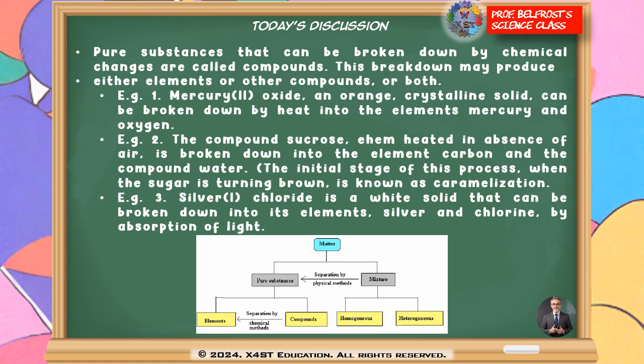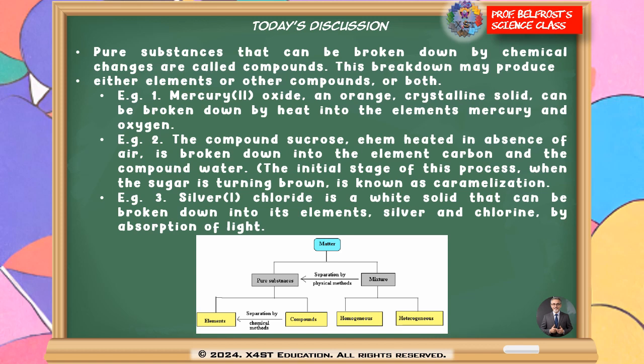And there is the second category of pure substance. Pure substances that can be broken down by chemical changes are called compounds. This breakdown may produce either elements or other compounds, or maybe both. For example, mercury oxide, an orange crystalline solid, can be broken down by heat into the elements mercury and oxygen. We'll learn this later.